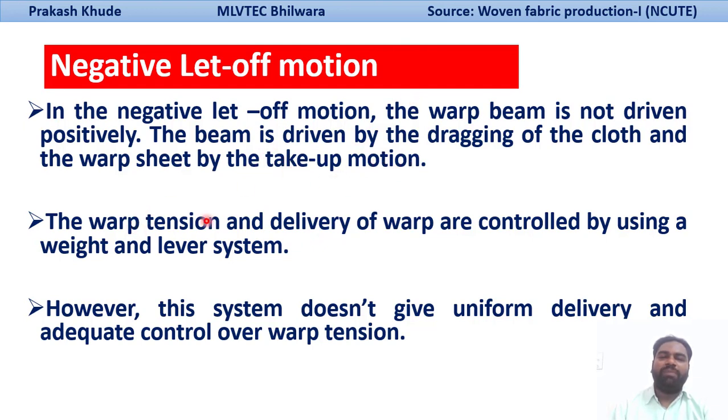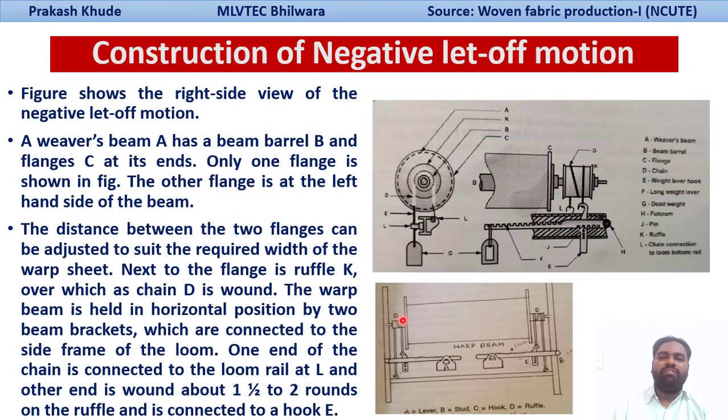In this case the warp tension and the delivery of warp are controlled by using weight and lever systems. However, this system doesn't give a uniform delivery and uniform tension over all the warp ends. That is the basic disadvantage of the negative let-off motion. But for the production of light and medium weight fabric, we go for the negative let-off motion. So now you'll see the construction of the negative let-off motion.